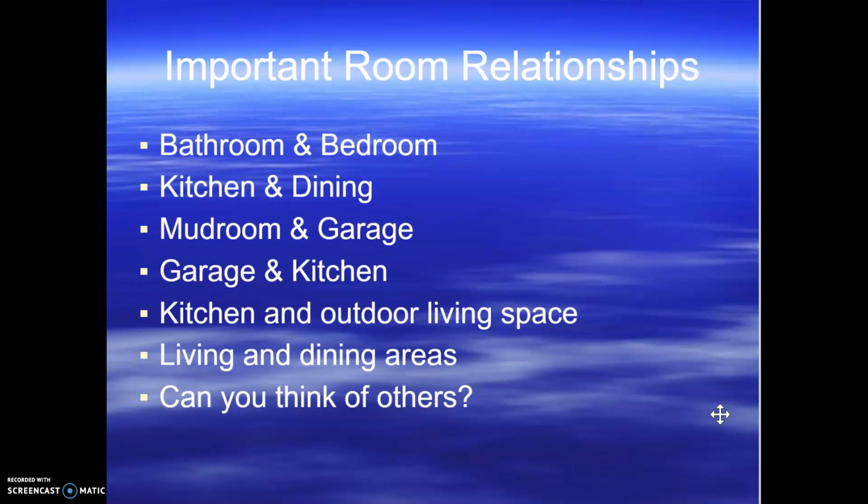Go ahead and take a minute, and you may pause here to draw a line and connect the important room relationships on the bottom of the first page of your notes. So bathrooms and bedrooms should definitely be near each other, kitchen and dining, mudroom and garage and kitchen, just for that grocery haul aspect, kitchen and outdoor living space, if you like to barbecue and entertain, and then your living and dining areas. If you can think of other important room relationships, go ahead and jot that down on the bottom of the first page of your notes.